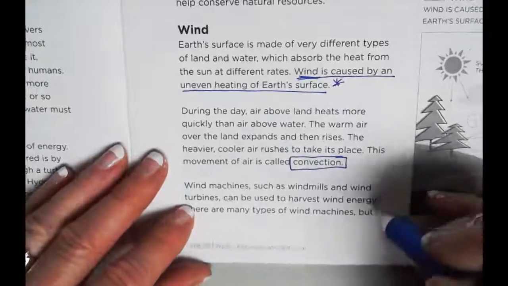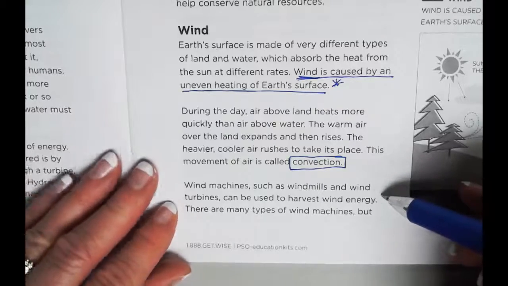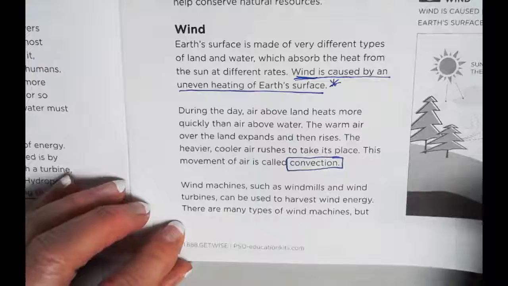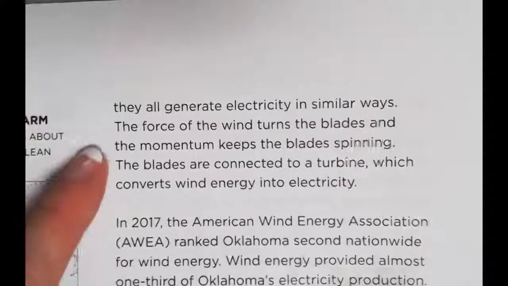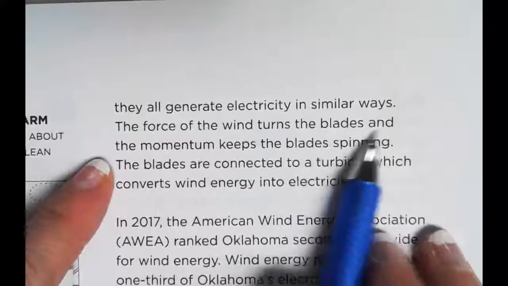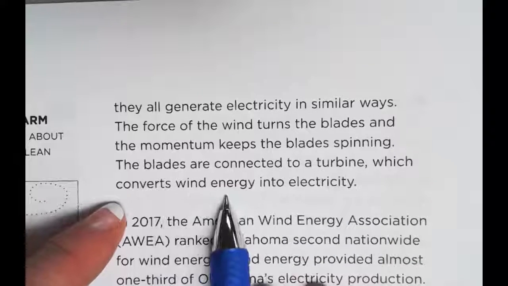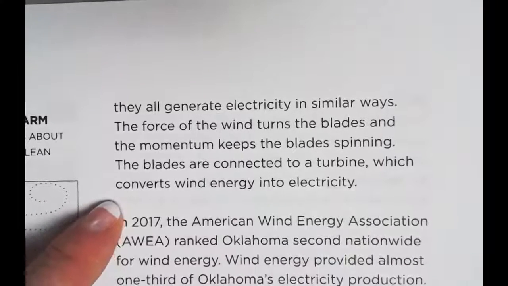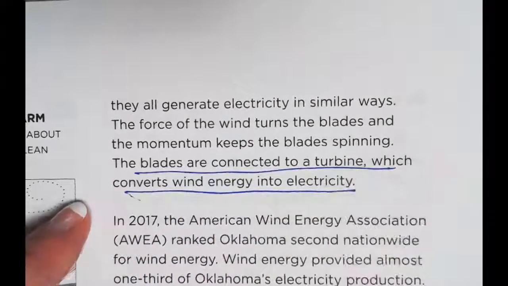Okay, Addison, read the next one. Machines such as windmills and wind turbines can be used to harvest wind energy. There are many types of wind machines, but they all generate electricity. In similar ways, the force of wind turns the blades and momentum keeps the blades spinning. The blades are connected to a turbine, which converts the wind energy to electricity. Okay, so up there at the top of those windmills that we have around here, there's a turbine up there, like Bentley read about earlier. And that converts the wind energy into electricity.